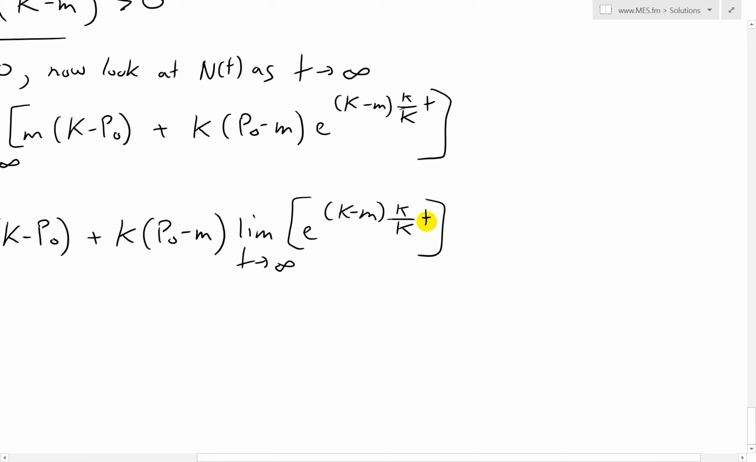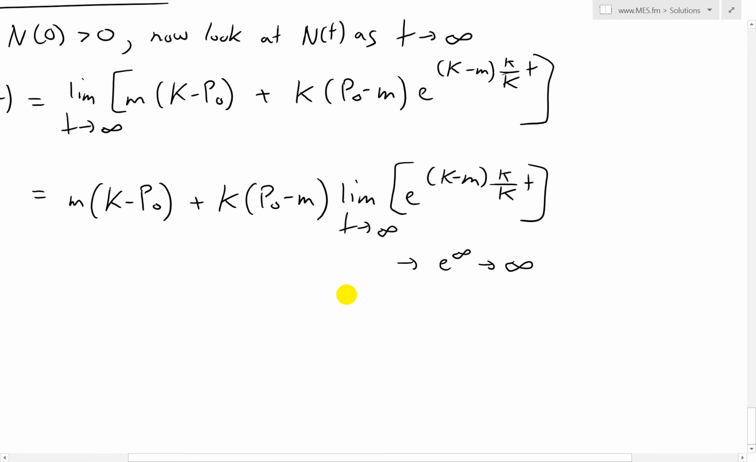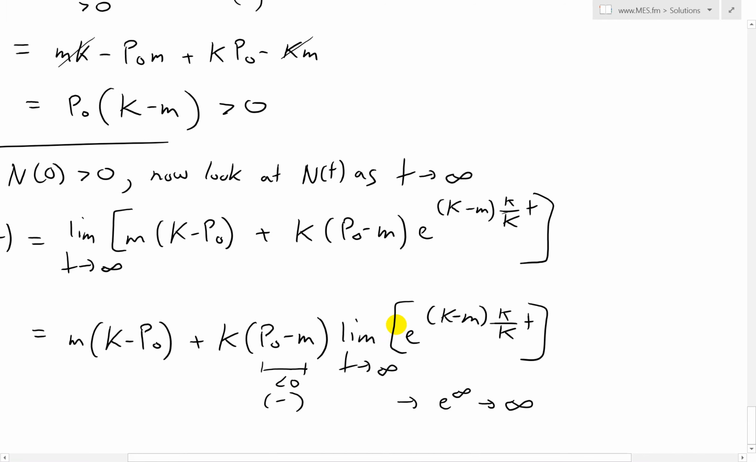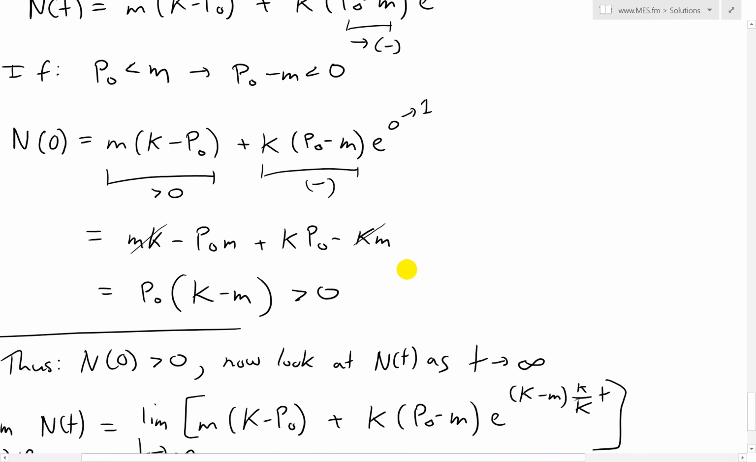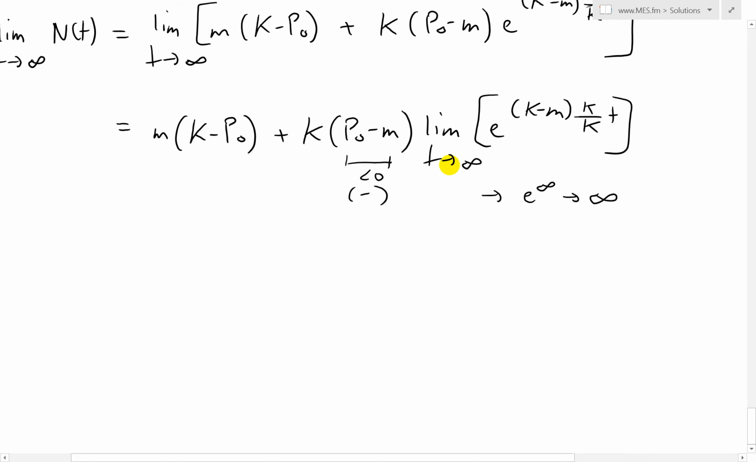So what would we have as this goes to infinity? This is the same thing as going e to the infinity. Everything is positive and this goes to infinity. So this is going to e to the infinity, in other words, it's approaching infinity, but we also know that this part right here is less than 0, in other words, it's negative, that's our p0 minus m, like that, because we're given that the initial population is less than m to see if it's extinct. So what this means is we're going to have a number minus infinity. In other words, this is approaching negative infinity, like that.